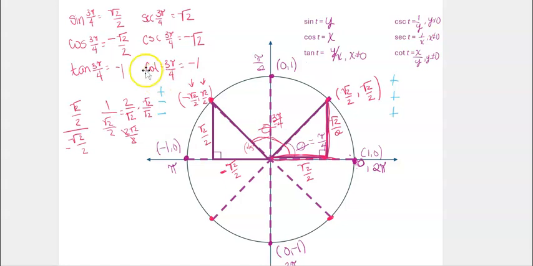But you can find it out for quadrants 3 and 4, and record that on your unit circle for class on Tuesday.